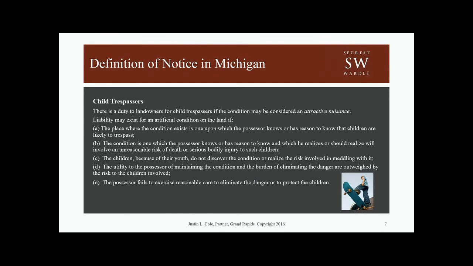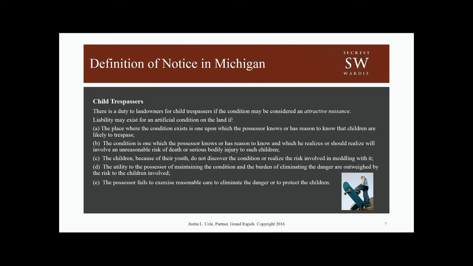There is a duty to landowners for child trespassers if the condition may be considered an attractive nuisance. Liability may exist for an artificial condition on the land if A, the place where the condition exists is one upon which the possessor knows or has reason to know that children are likely to trespass. B, the condition is one which the possessor knows or has reason to know and which he realizes or should realize will involve an unreasonable risk of death or serious bodily injury to such children.